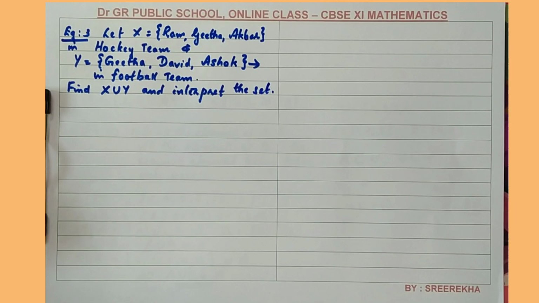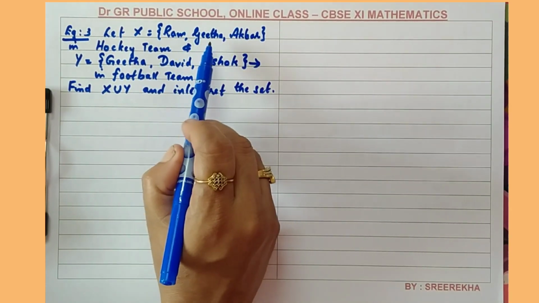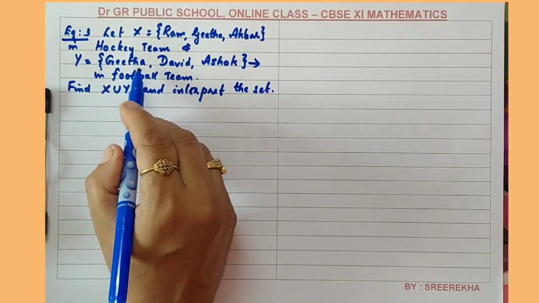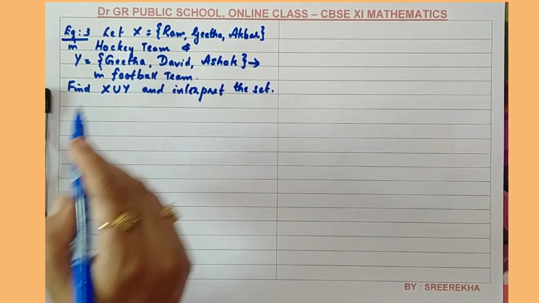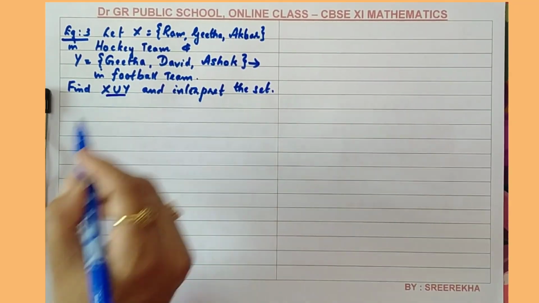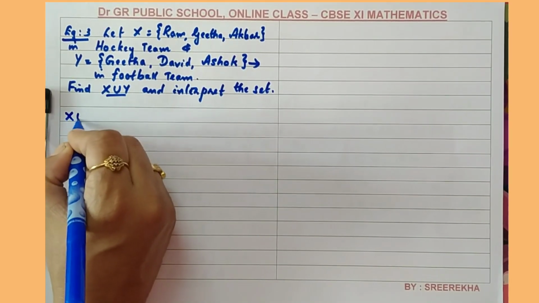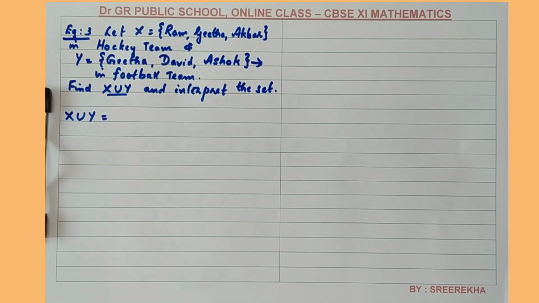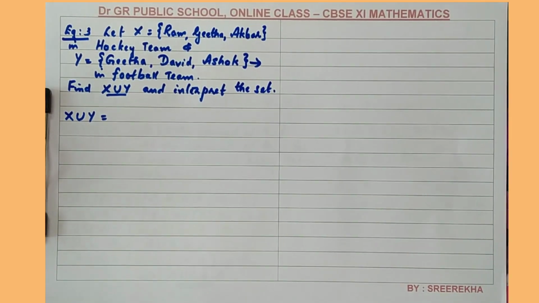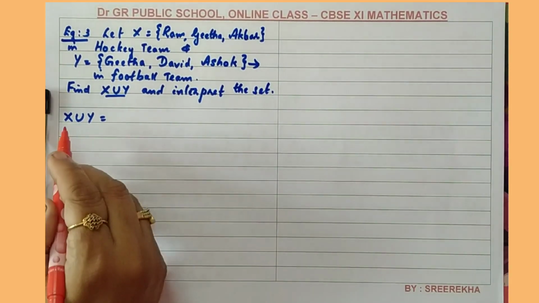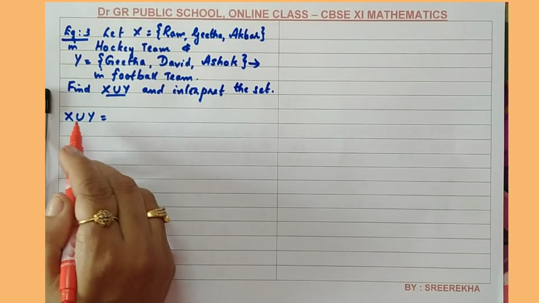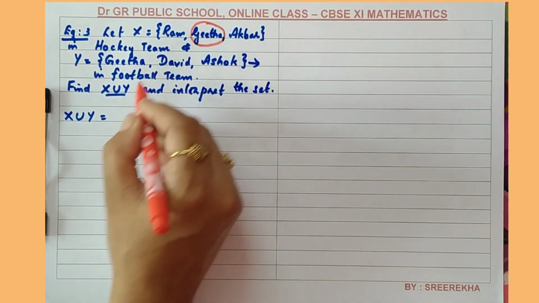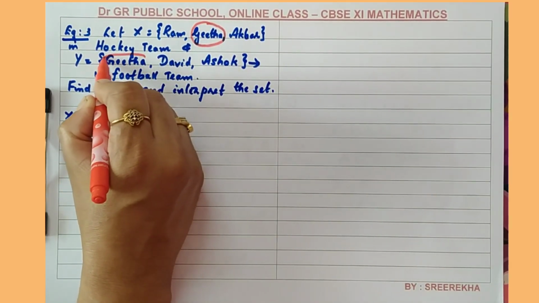Interpret means you need to define or give the meaning of X union Y. Okay, listen to the question. Let X equal to the students Ram, Geeta and Akbar. They are the hockey team. And Y equal to the students Geeta, David and Ashok. They are the football team. We are asked to find X union Y. Before doing the union, you need to identify the elements which are common between those two sets X and Y. Geeta is the member who is common between these two sets.